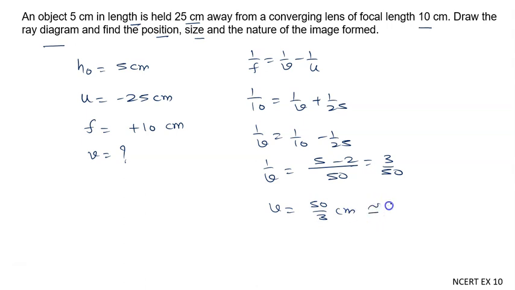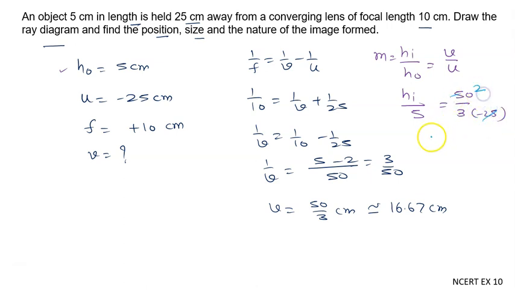It is approximately 16.67 centimeter. Now we have to calculate the nature of the image. We will say magnification is given by height of the image upon height of the object, which is given by v upon u. Height of the image upon height of the object is given to us as 5 centimeter equal to v. V is 50 by 3 and u is given to us as minus 25. 25 2s are 50. So height of the image can be written as 5 2s are 10, 10 by 3, but it is negative. In this way, height of the image is approximately minus 3.35 centimeter.